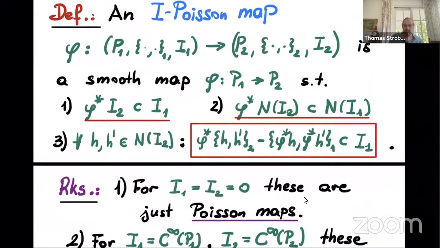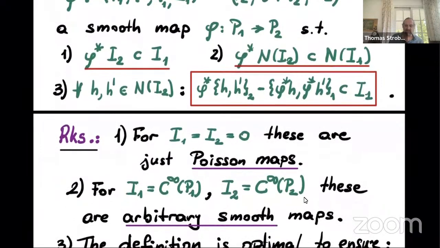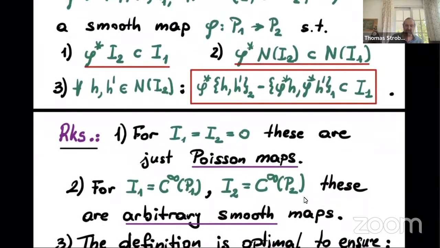Now let's see what this yields. So suppose we take just the ideals equal to zero, then this condition is automatically satisfied. The normalizer is all functions, so the pullback of functions lies inside the functions, sure. So that's one and two is automatic. And if this is zero, we just recover usual Poisson maps. The other extreme case, if we take I1 and I2 all possible functions, then this becomes completely empty, as it's very easy to see. So I1 and I2, and N of I2 and N of I1 are all functions. So again, the first two conditions are empty. And since now here we have all functions, there's no condition on these Poisson brackets.